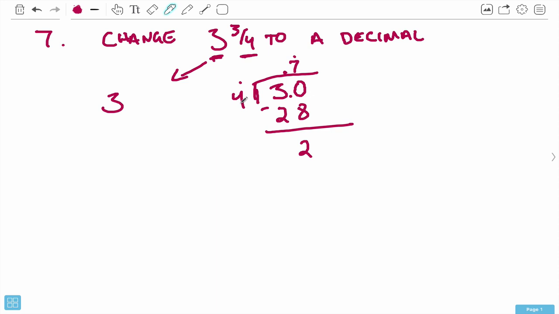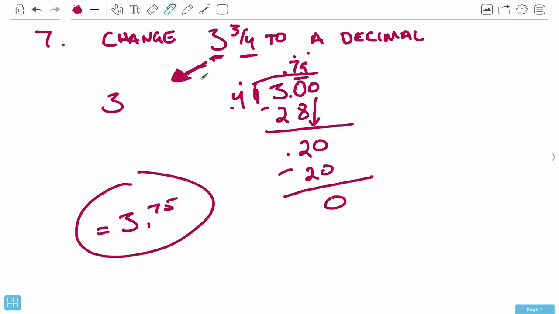Now 4 obviously still can't go into 2, but what you can do is you can add another 0 and bring it down. 4 can go into 20, and it can go into 20 5 times. 4 times 5 is 20, which leaves you with 0. So you already have your whole number, which is 3 over here, and you just combine it with your new decimal over here to get a total of 3.75. So converting 3 and 3 quarters to a decimal is the same as 3.75. Pretty easy. But what do you do if you run into a question like number 8?